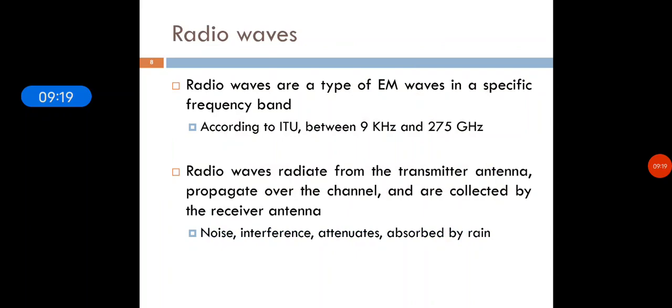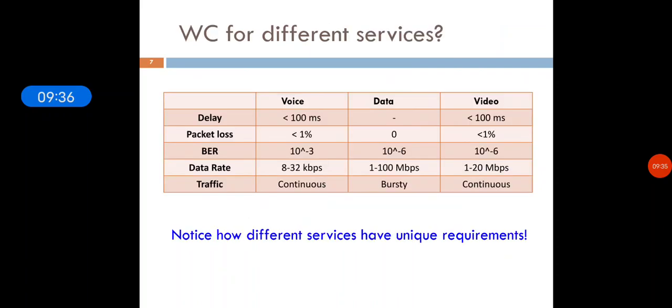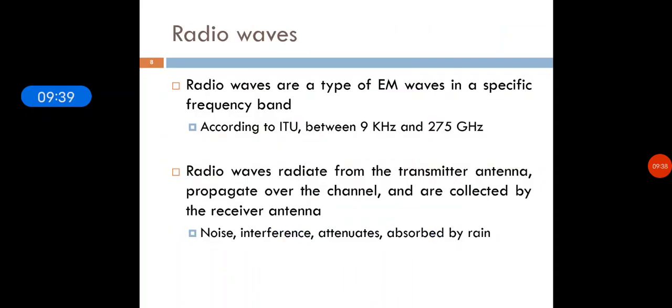So radio waves, I have already told you about the electromagnetic spectrum, and the first portion was the radio waves. Radio waves are a type of electromagnetic waves in a specific frequency band, according to the ITU. What is the ITU? It is the International Telecommunication Union, which has reserved the band for radio waves from 9 kilohertz to 270 gigahertz.